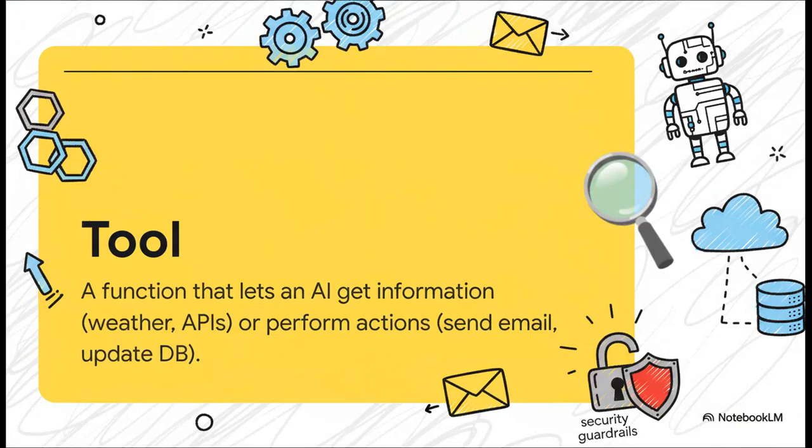So what is a tool, really? In this context, it's just a function. It's a little piece of code that lets the AI do one of two things. Either get new information, like calling a weather API or searching a document, or perform an action, like sending an email or updating a record in a database. They are the fundamental bridge, connecting the AI's brain to everything else.